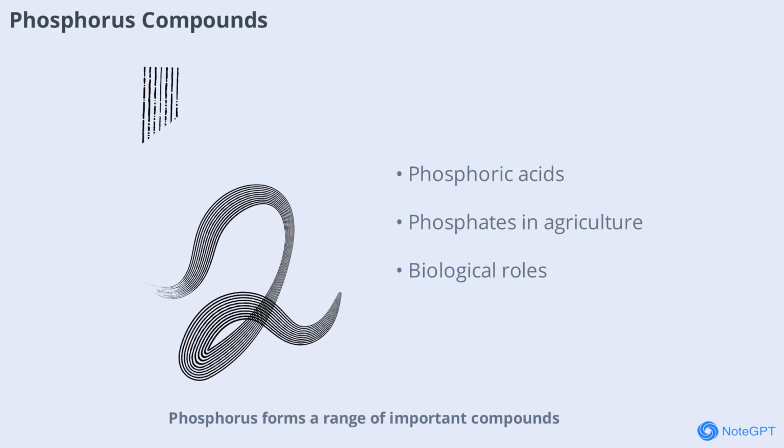Phosphorus forms a range of important compounds, including phosphoric acids and phosphates. These compounds are essential in agriculture, industry, and biological systems. Understanding the structure, properties, and uses of phosphorus compounds is key for mastering inorganic chemistry topics related to group 15 elements.